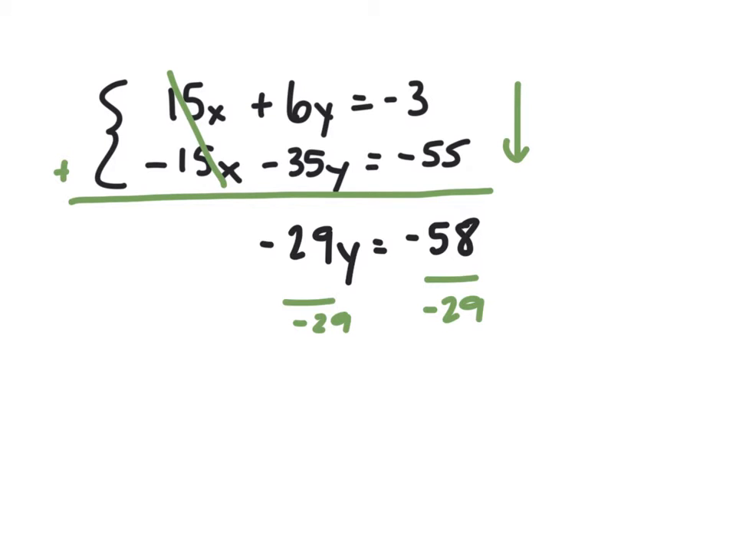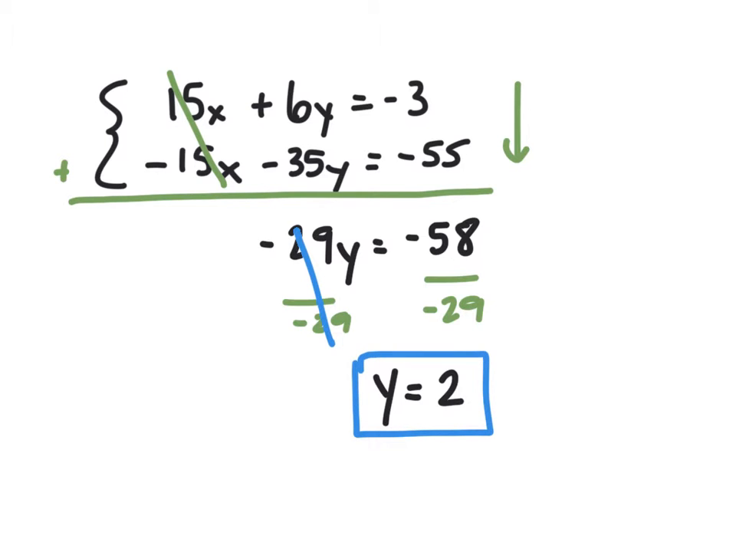And the 29s are going to cross off. Here we get y equals 2. So that's good news. We're halfway home. The y coordinate of our solution is negative 58 divided by negative 29, which is positive 2. Great news. Now here's where it gets a little crazy. We actually have 4 equations to choose from. 4 equations that we can plug this y into.